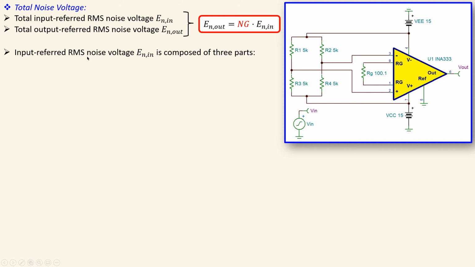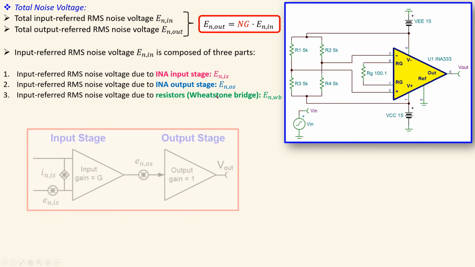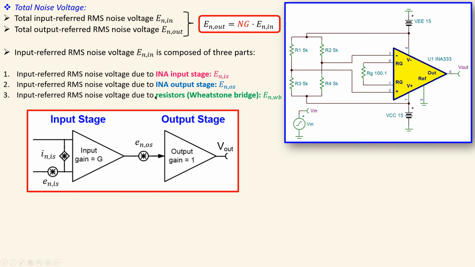The input referred RMS noise voltage is in this case composed of three parts. It has the input referred RMS noise voltage due to the instrumentation amplifier input stage, that's this value. It has the input referred RMS noise voltage due to the instrumentation amplifier output stage, and it has the contribution by the resistors in this Wheatstone Bridge, which is the thermal noise voltage. We will calculate each of them and then add them up using the root sum of squares.